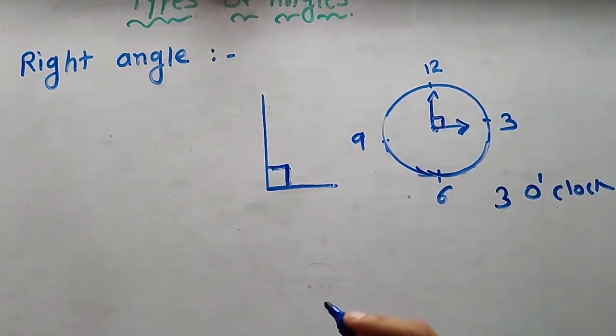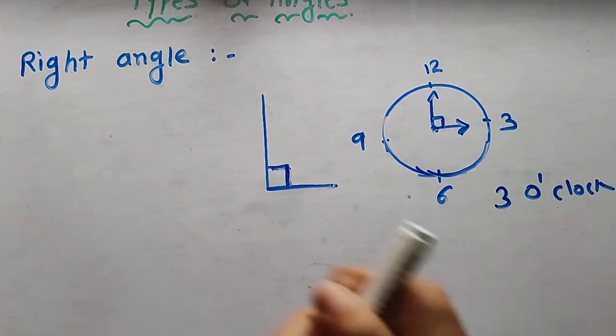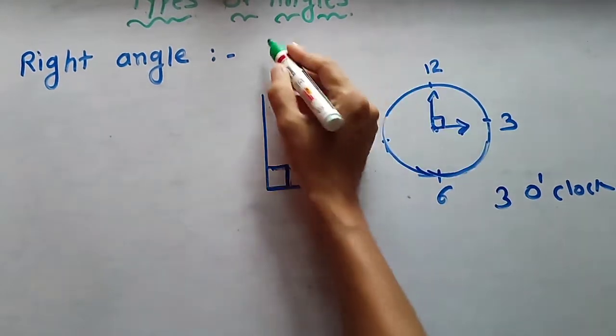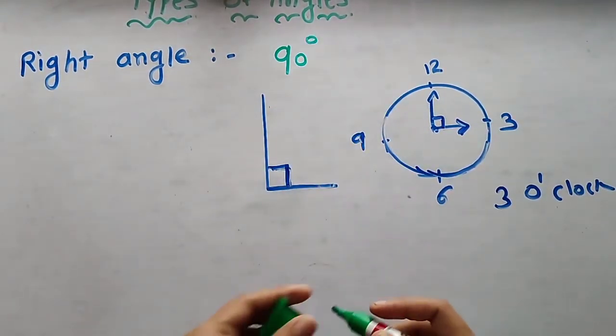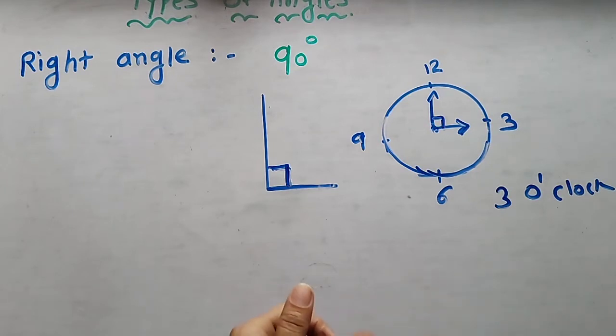A right angle measures exactly 90 degrees. So the angle which is 90 degrees is called a right angle. The right angle measures exactly 90 degrees.